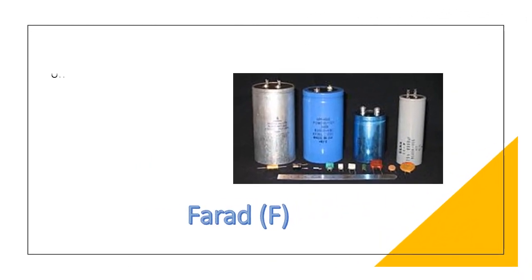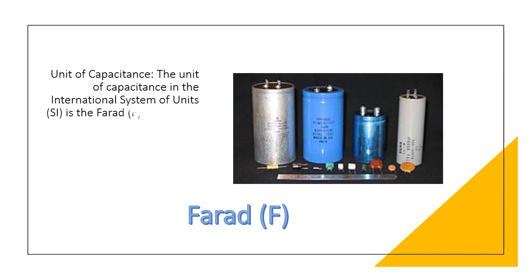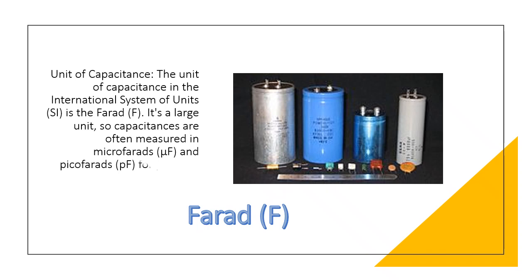Unit of capacitance. The unit of capacitance in the International System of Units, SI, is the farad, F. It's a large unit, so capacitances are often measured in microfarads, μF, and picofarads, pF, for practical purposes.